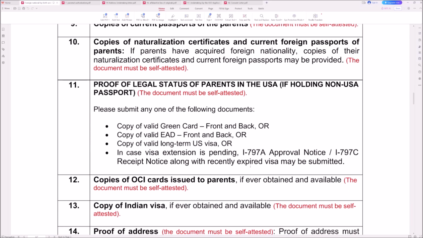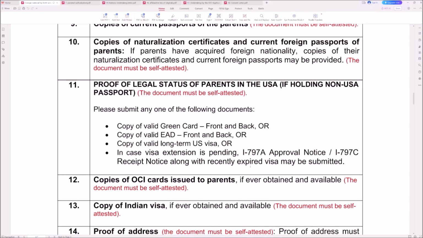Then comes the proof of legal status of parents in the US. So this is a compulsory document. Now with what basis do the parents, father and mother, live in the United States? So if they are the US citizens, you have already provided the US passport photocopy. But if they are not US citizens, then what is the legal status of parents?